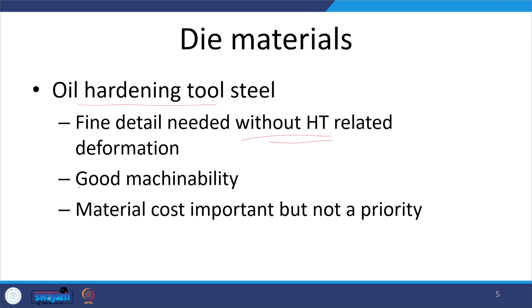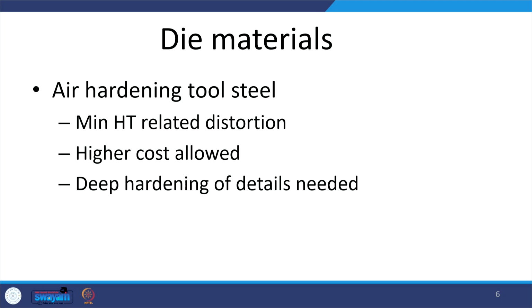And these oil hardening tool steels offer good machinability, and they are preferred when the material cost is important, but it is not a priority like with water hardening tool steels. Water hardening tool steels are preferred when the cost is extremely important. In this case also, cost is important, but not as much as for the water hardening tool steels.